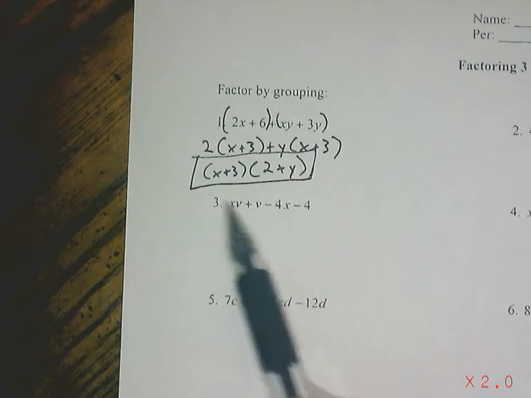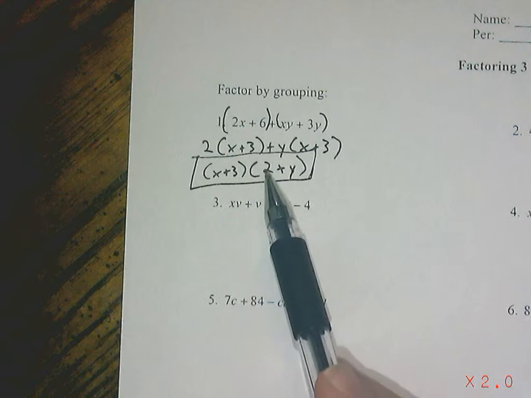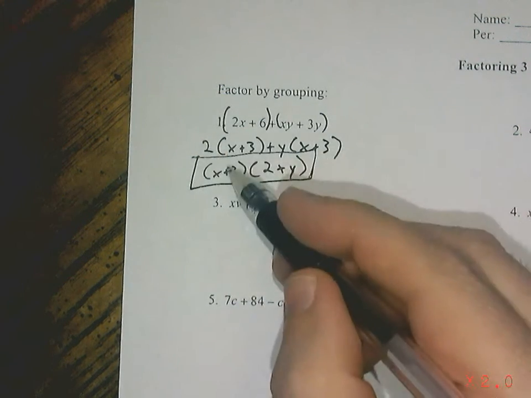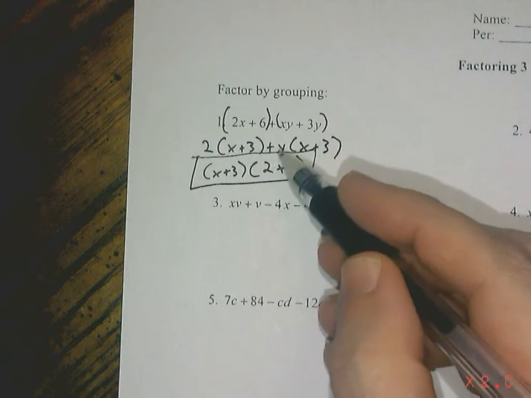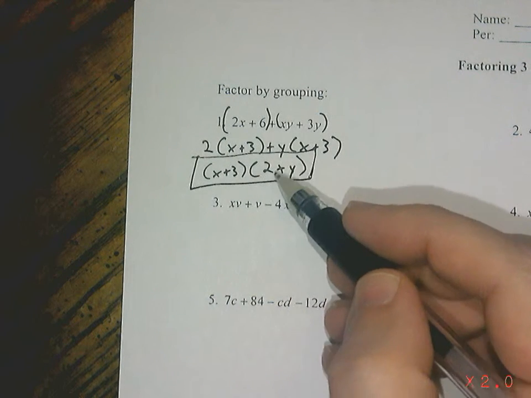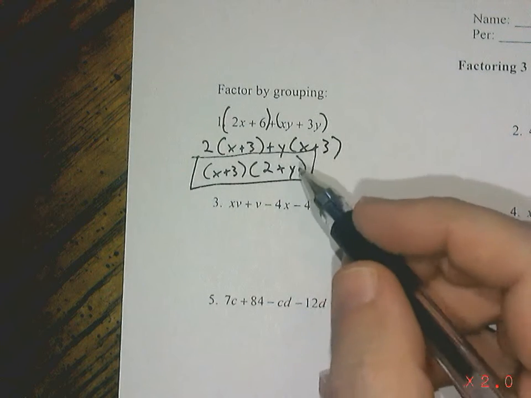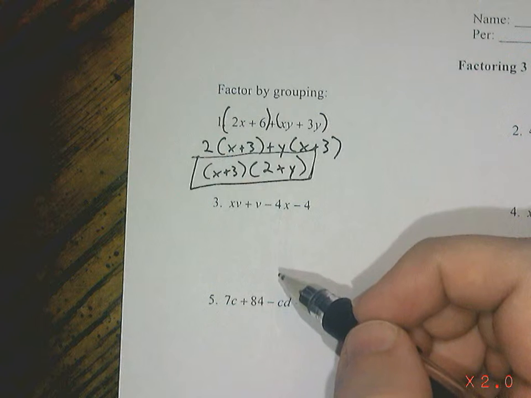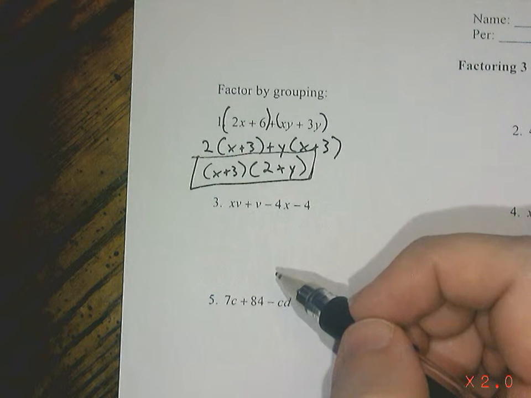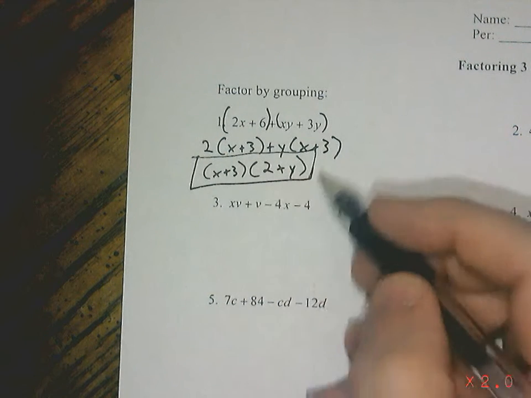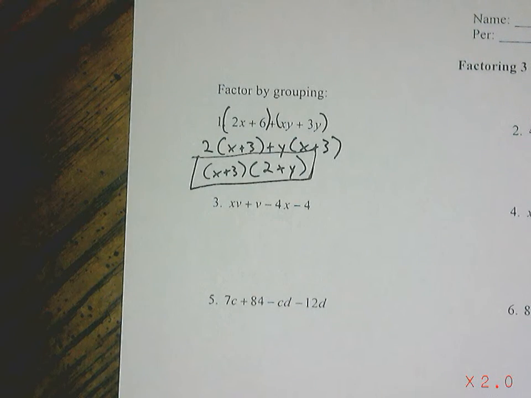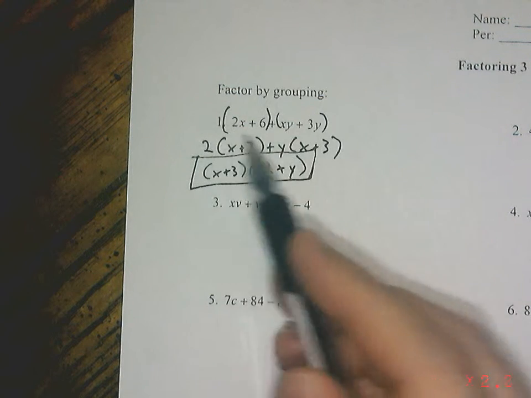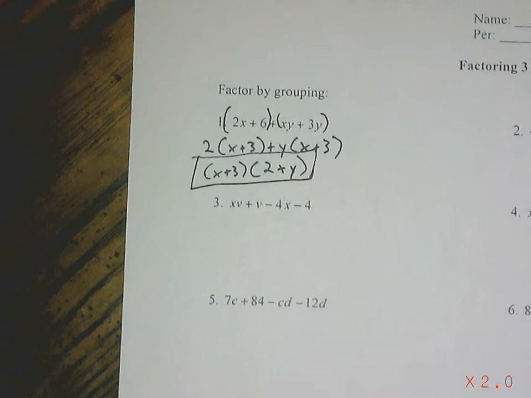If I were to multiply through, x times 2 is 2x, 3 times 2 is 6, and then 3 times... wait. Oh, 3 times y. Yeah, sorry. I lost track of it. But yeah, it would multiply out and you would get the same thing right here. Okay? Let's do another example.